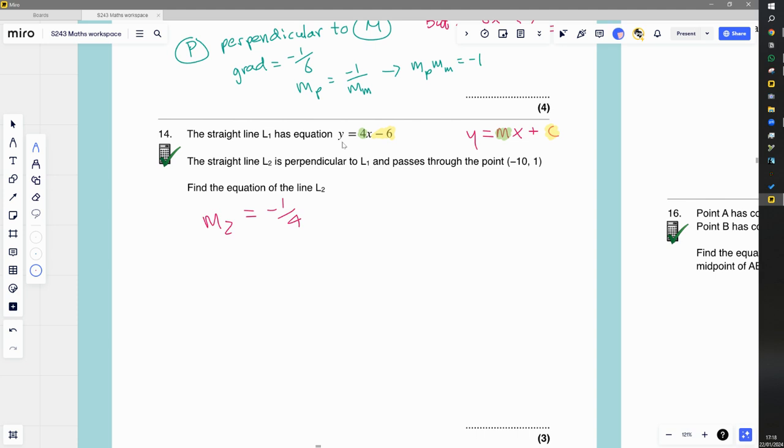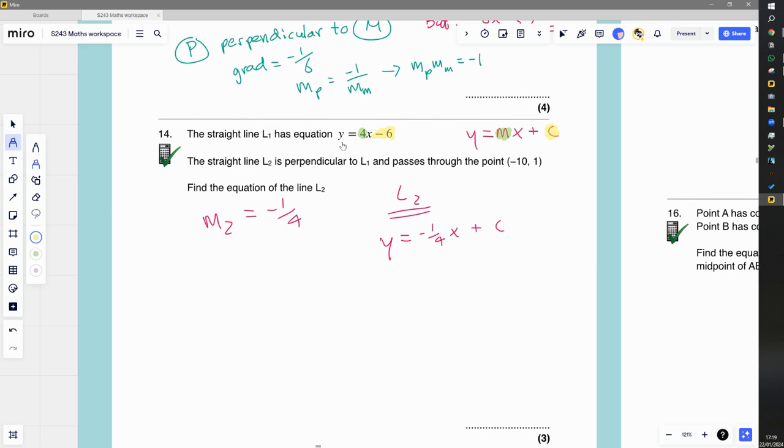Now, because it's going to have this format, remember m is the gradient and c is the y-intercept. So for L2, we can say that the equation is going to be y is equal to, instead of writing m, I write whatever the gradient for L2 is, which is -1/4. So it's going to be y = -1/4 x plus c. We don't know what c is, but we can find it out, because we know that it goes through these coordinates.